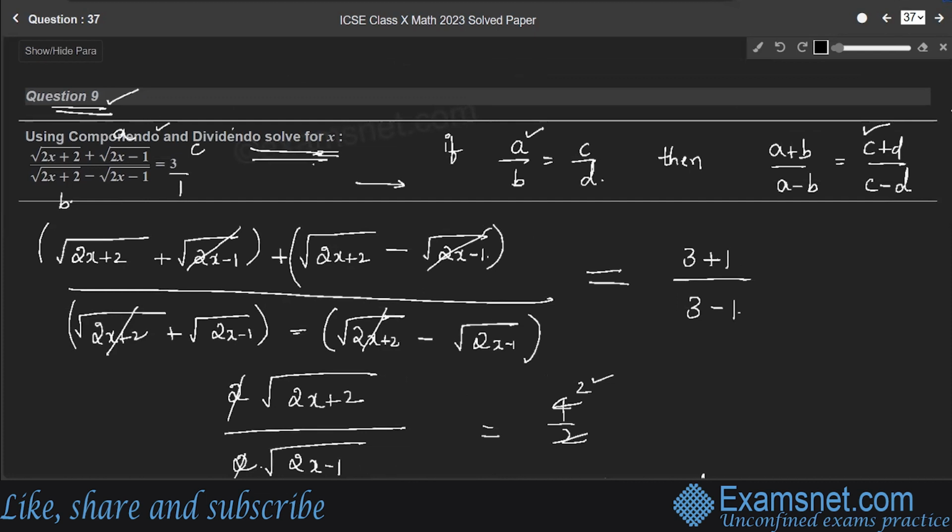Here, componendo and dividendo rule is, if A by B is equal to C by D, then A plus B by A minus B is equal to C plus D by C minus D. So this componendo and dividendo rule is applicable in solving equations involving fractions or rational functions in mathematical Olympiads.